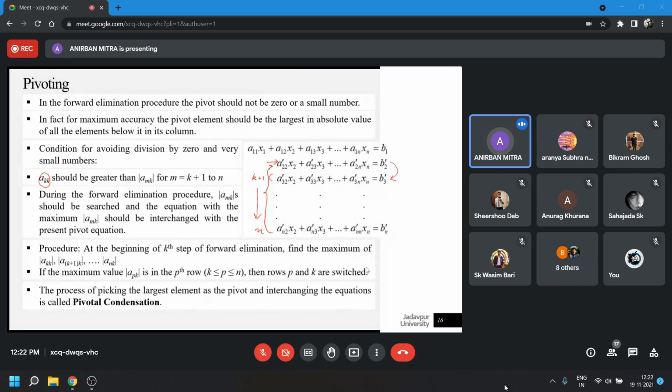This process of picking the largest element as the pivot and interchanging the equations is called pivotal condensation. This is a very important aspect of Gaussian elimination technique. Usually, when programs are done, this pivoting step is introduced in the forward elimination procedure.